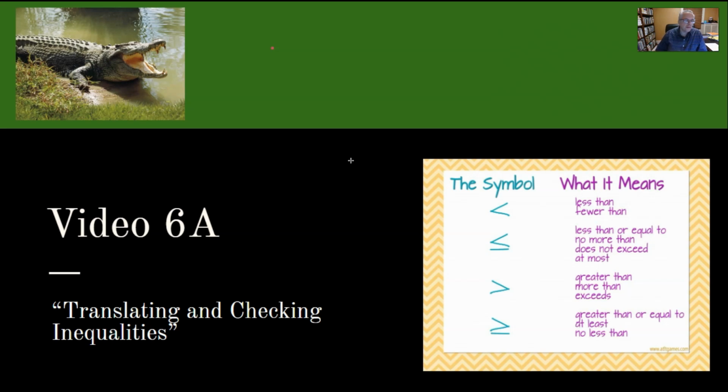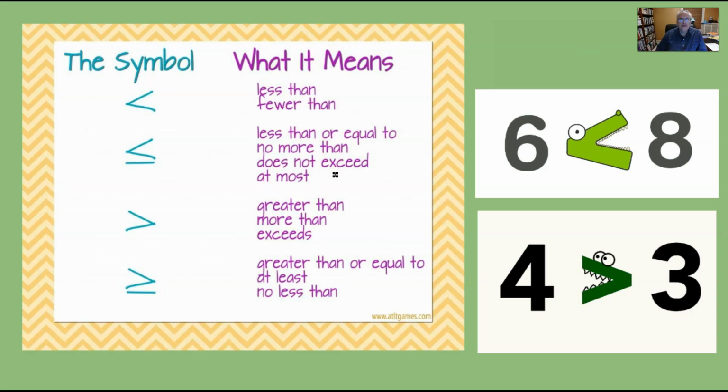In this video, we're going to talk about translating and checking inequalities. Here we go. So first we want to review what the different symbols mean. There are four different inequality symbols, and we need to be familiar with all of them. The first one is less than or fewer than. The next one is less than or equal to. This third one is greater than or more than, and this last one is greater than or equal to.